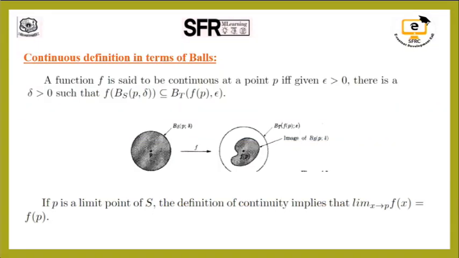A function f is said to be continuous at the point P if, given epsilon greater than 0, we can find a delta greater than 0 such that the image of the ball with center P and radius delta is inside the ball around f of P with radius epsilon. This is the pictorial representation of the above definition. If P is a limit point of S, then the definition of continuity implies that the limit as x tends to P of f of x equals f of P.